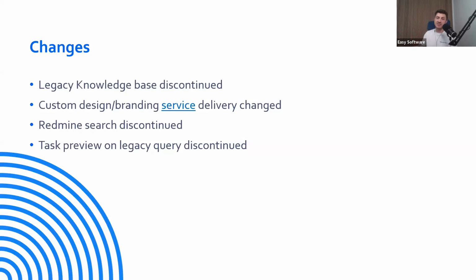Let's jump into other changes coming with version 14. From my point of view, it's time to open the doors of the Easy Redmine retirement home again. Some features have earned their rest because they simply can't keep up, and we need to make space for the new generation. We need to make sure outdated tools are not causing troubles. So when you're looking at this, the legacy knowledge base is out, the old Redmine search is out. We are changing the custom design, custom branding feature, or rather, the delivery of this, and the task preview on legacy queries is discontinued.